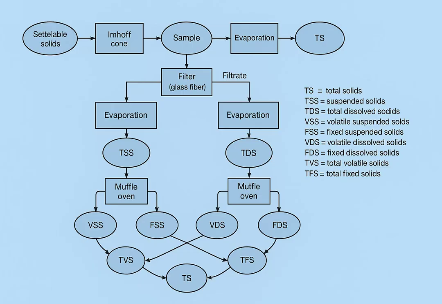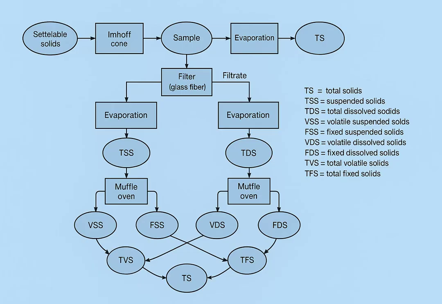And just like TS, you can break TSS down into volatile and fixed components, VSS and FSS. You can. Same principle. Ignite the TSS residue at 500 C. The weight loss is the volatile suspended solids. VSS, the organic fraction of the suspended material. Which is useful for? Oh, very useful, especially in wastewater treatment. VSS is often used as an indicator of the amount of active microorganisms, biomass doing the work. Okay. And the FSS is the inorganic suspended stuff left over. The inorganic grit and particles, correct.